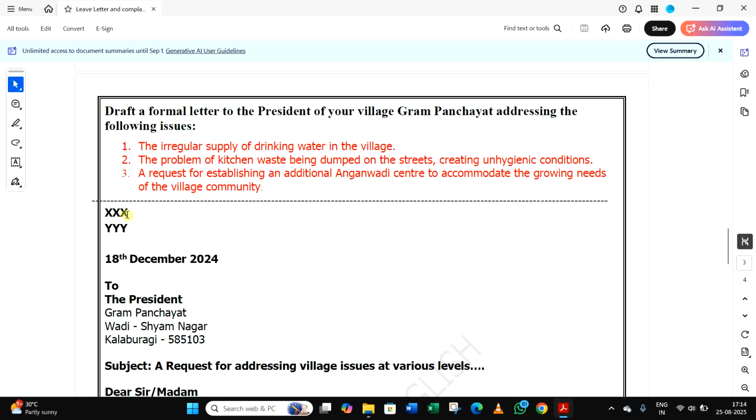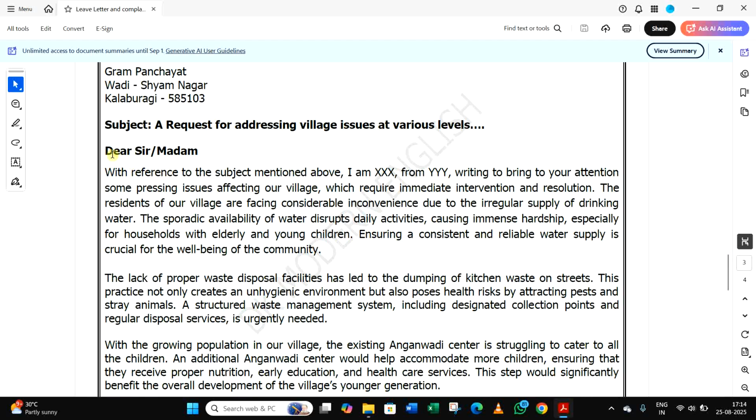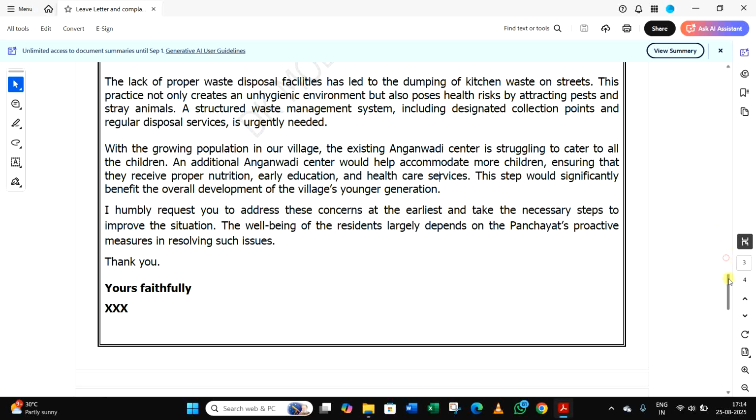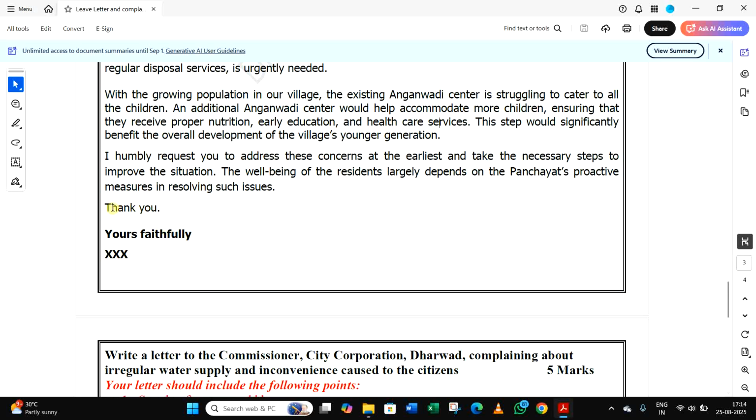Again, the same format, XXX, YYY, then date, then name of the position and inside address, and then the subject you have to write. Then you will write here the salutation, dear sir, dear madam, as per your choice. Then this is what the body of the letter is. As per your choice, you can write here. And then somewhere at the end, you have to write gratitude, thank you, and then one line space between thank you and yours faithfully, and then XXX.